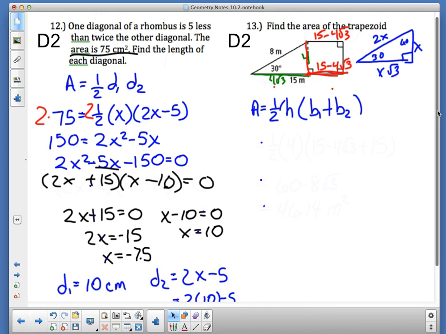So now, since that's up here, I'm going to move that. I got 15 as one base. 15 minus 4 times the square root of 3 is my other base. And I'm off to the races.